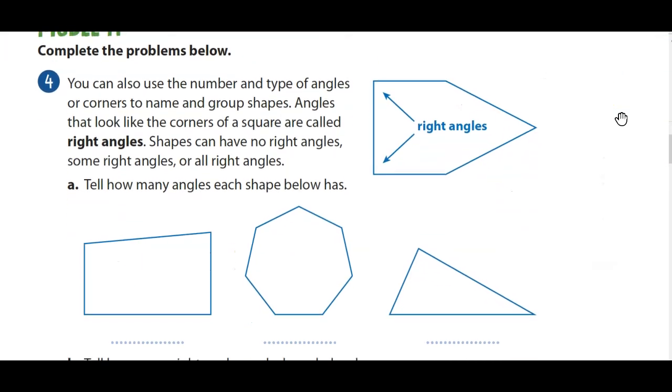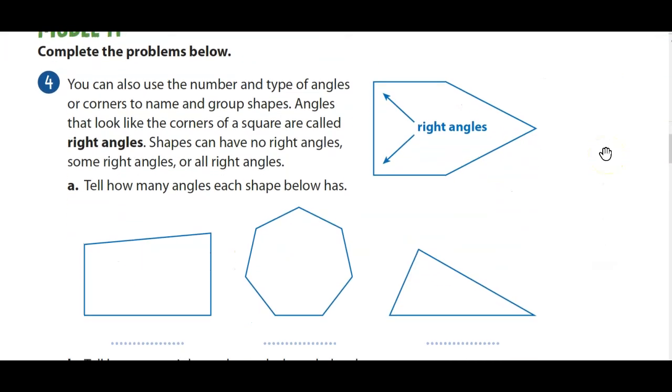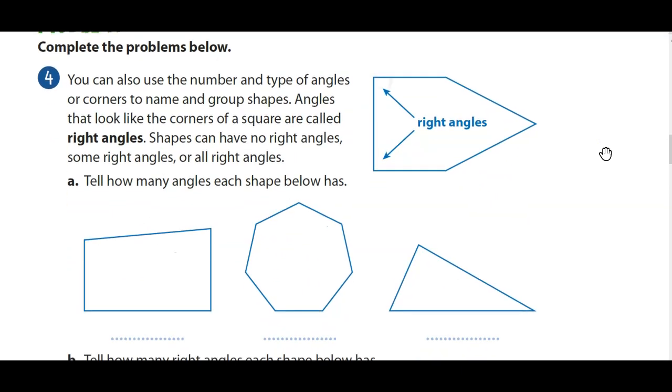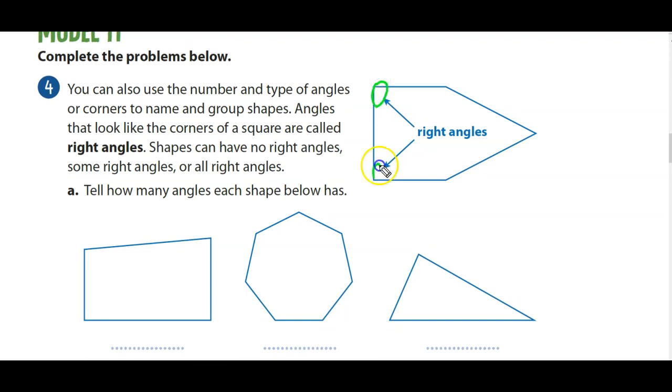Now you can also use the number and type of angles or corners. These are angles right here. The corners of the shape are actually the angles. Angles that look like corners of a square are called right angles. That's these guys right here. It kind of makes an upside down L. This way, this way, this way, this way. Each one of those corners is a right angle. It makes a capital L, upside down, sideways. That's what those are.